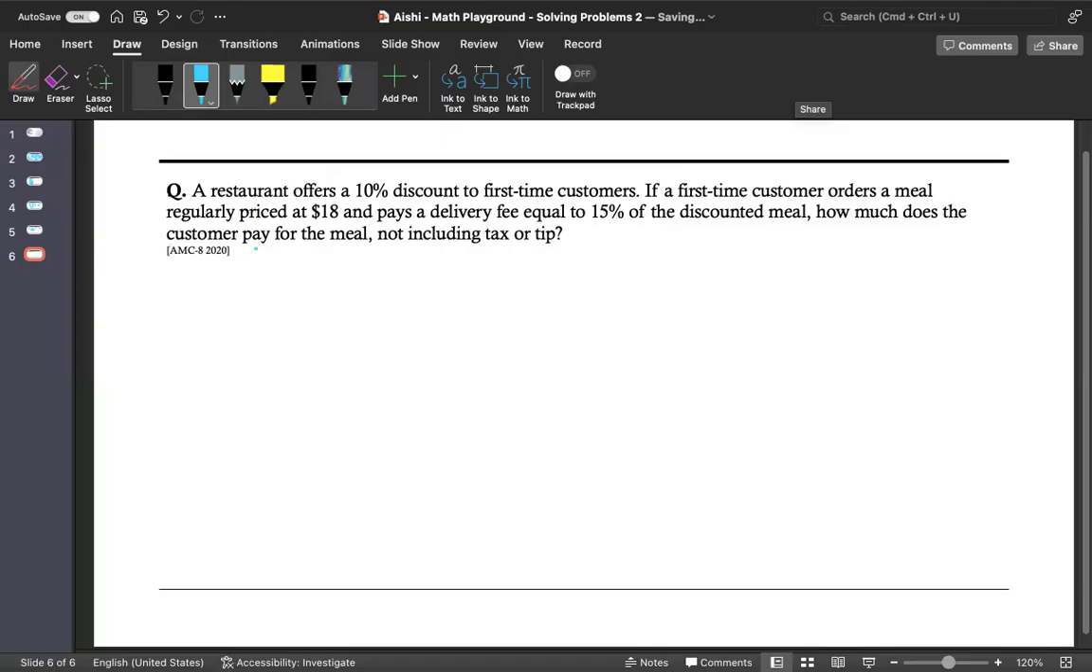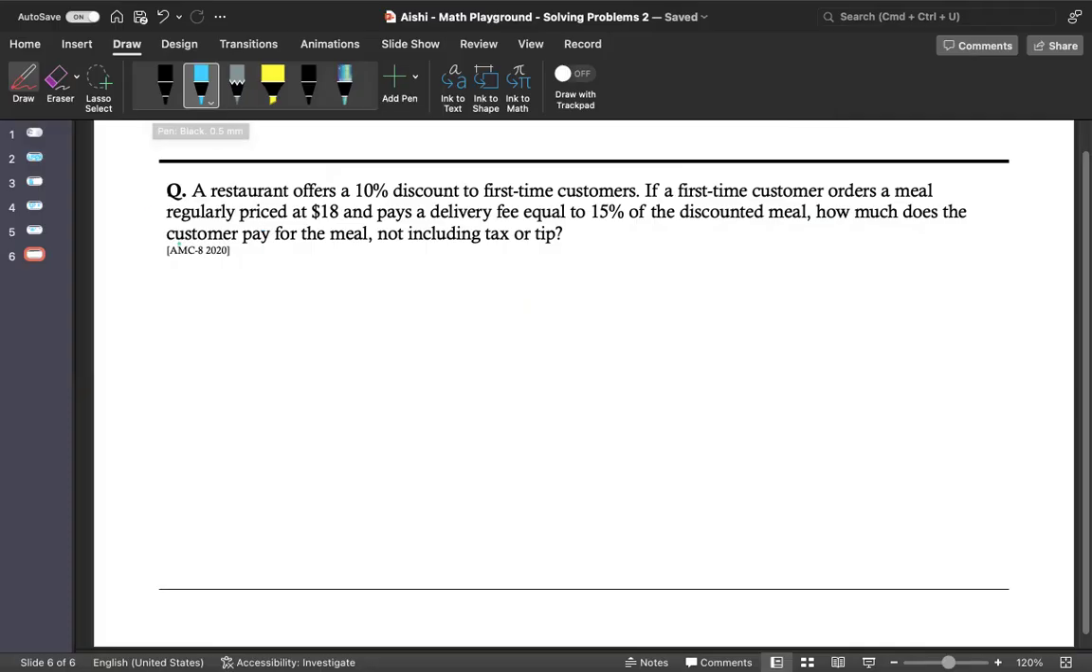A restaurant offers a 10% discount to first-time customers. Ooh, lucky. If a first-time customer orders a meal regularly priced at $18 and pays a delivery fee equal to 15% of the discounted meal, how much does the customer pay for the meal, not including tax or tip? Alright, if this restaurant is real, I really want to go there. I'm starting to feel a bit hungry.